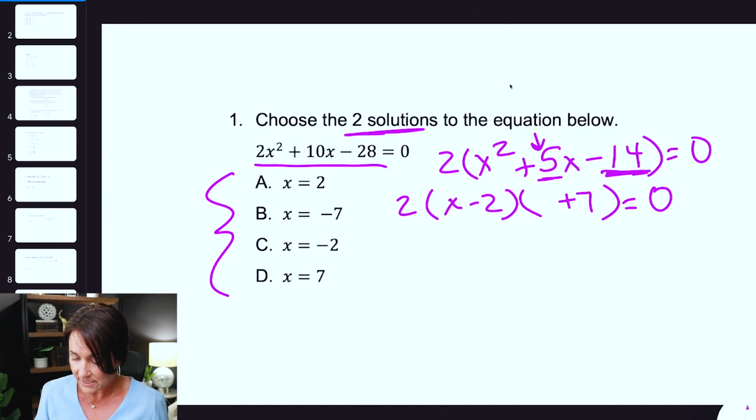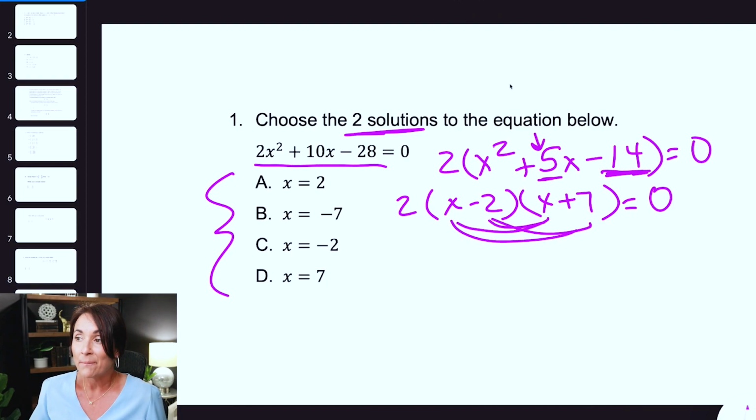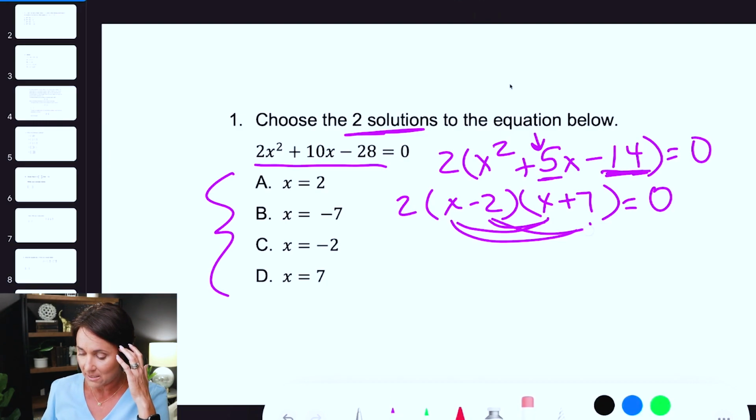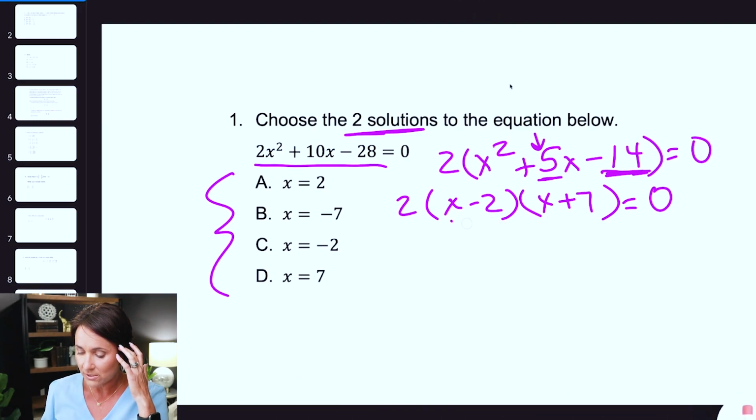All I need to do is bring down this x, and that's why I call it a reverse FOIL, because remember, FOIL is first, inner, outer, last. But this is kind of a reverse FOIL. Of course, my husband says that's not true, it's the AC method, but whatever. I just think it's easier to talk about it in this way.